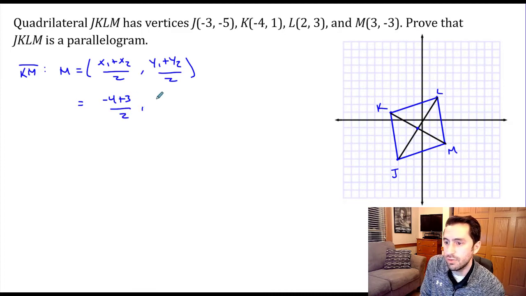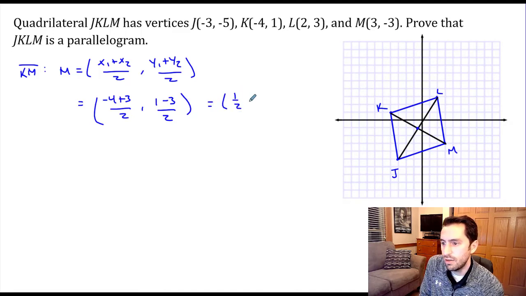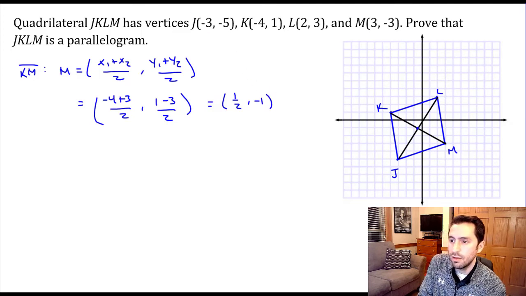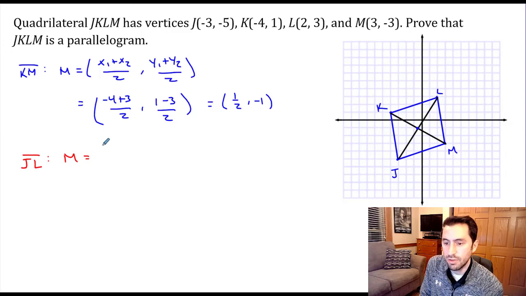And then the y values, we have 1 minus 3 over 2. And then simplifying this, -4 plus 3, that's going to be -1 over 2, which is -1/2. And then for my y values, 1 minus 3 is -2. -2 divided by 2, we get -1. And now hopefully, if we find the midpoint of the other diagonal, JL, we should end up with the same thing. So the midpoint, so our two x values for JL, we have -3 plus 2 over 2. And then for the y values, we have -5 plus 3 over 2.